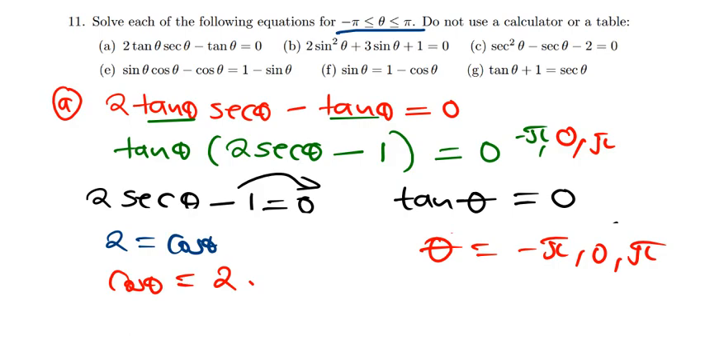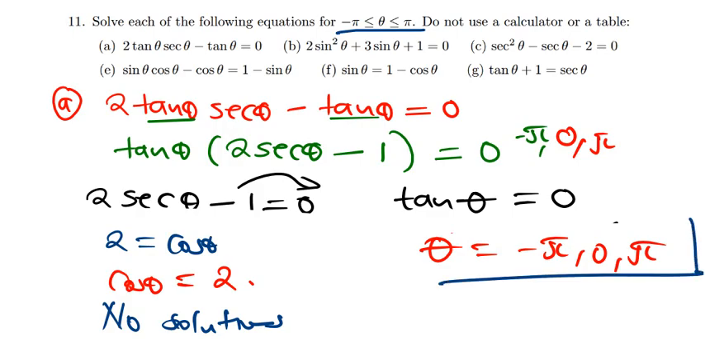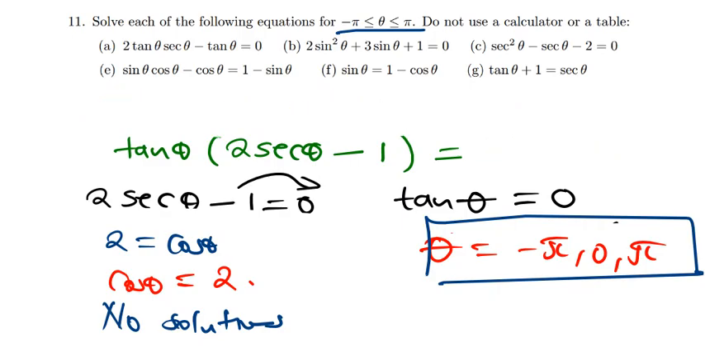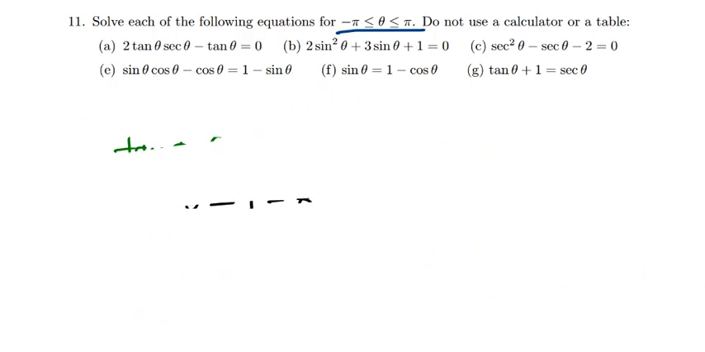So no solutions. So therefore the only possible solutions that can satisfy that equation are those 3. Okay, so we can now move to B. Feel free to pause the video and just try it out.